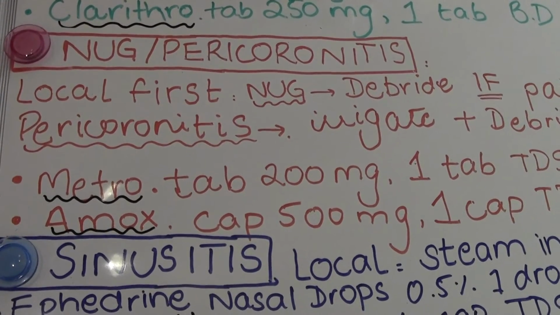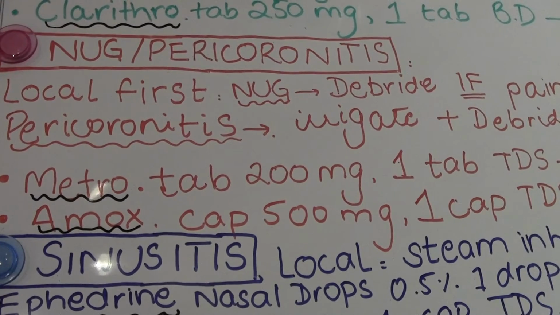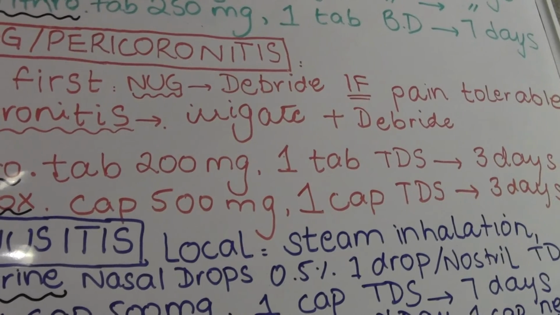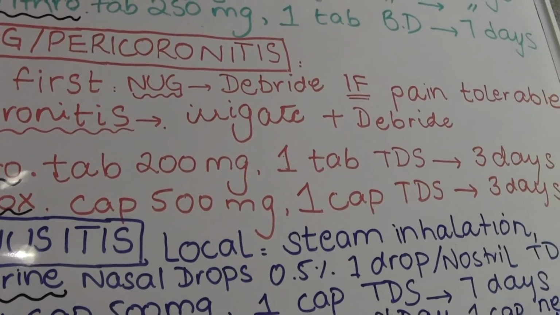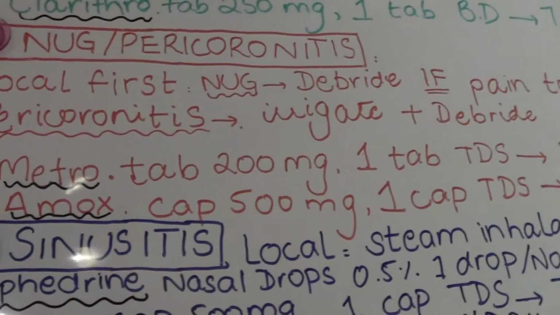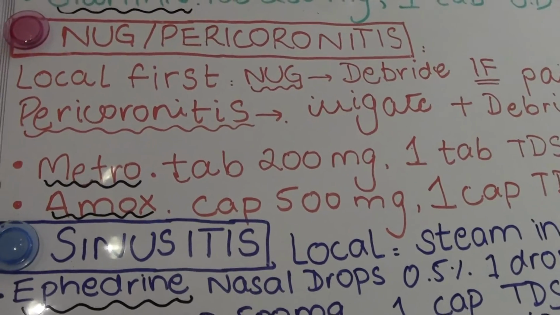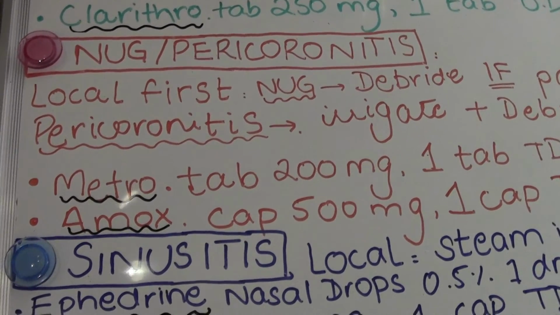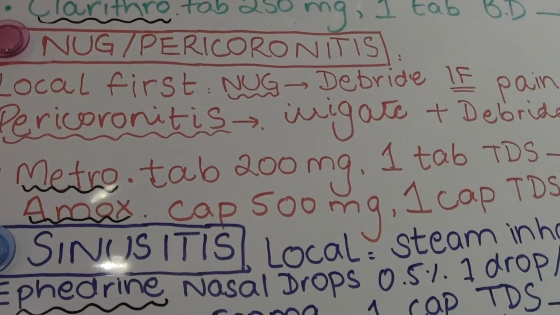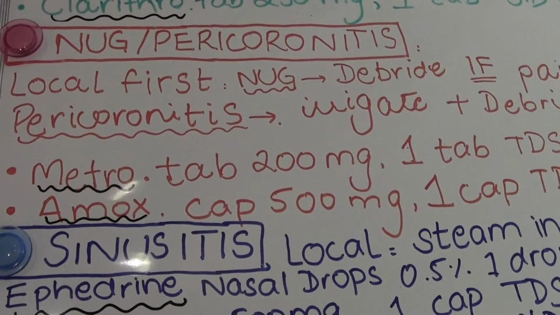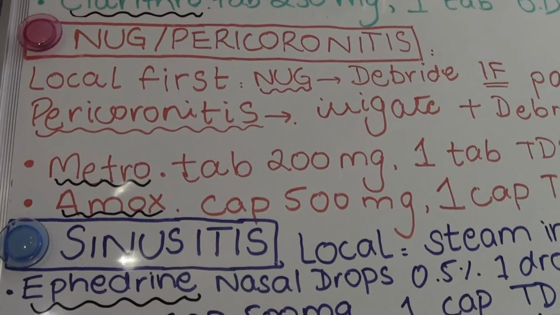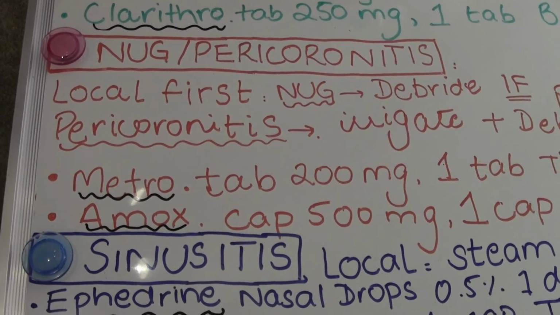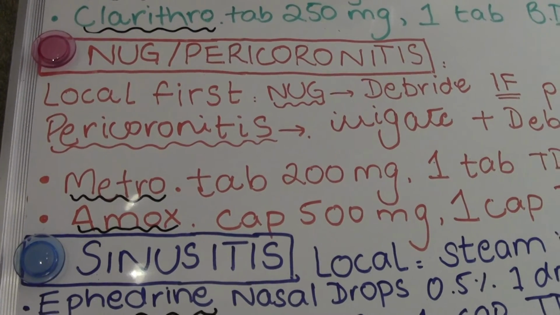So remember, for abscess it was 5 days, and for pericoronitis and NUG it's 3 days. Okay, so we're going to prescribe fewer number of capsules and tablets. However, the dose of amoxicillin and metronidazole, as you saw earlier, it was 200 for metronidazole, 500 for amoxicillin. That's going to stay the same. We just give 1 capsule thrice a day. If we're giving these medications, that's how we give them. The only thing we change is the number of days we give the treatment over. So again, for abscess, it's 5 days, and for NUG and pericoronitis, it's 3 days.